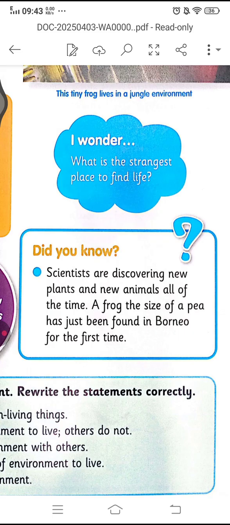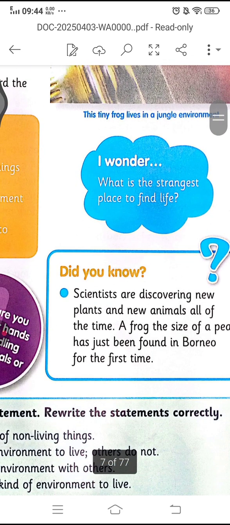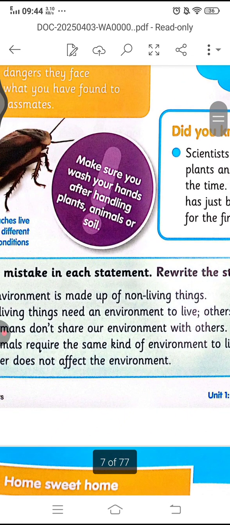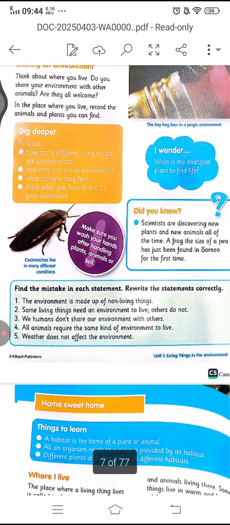Okay, did you know scientists are discovering new plants and new animals all of the time? A frog the size of a pea has just been found in Borneo for the first time. Look at this. This is a tiny frog that is found in the jungle environment. Why? Because that environment is suitable for them, and according to that atmosphere.